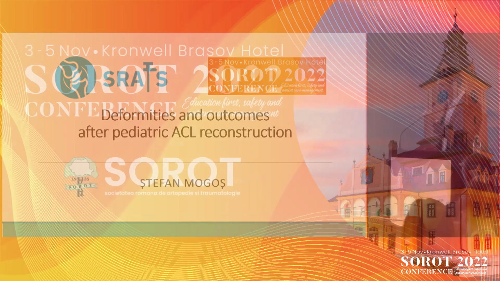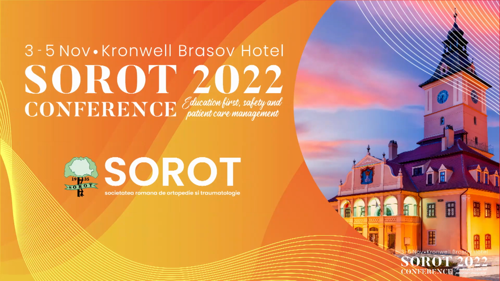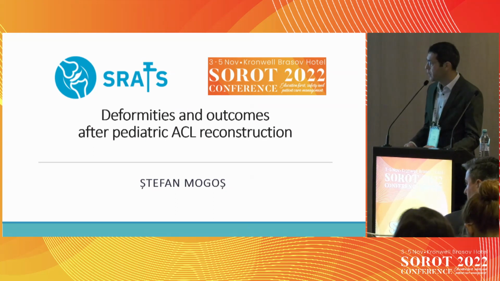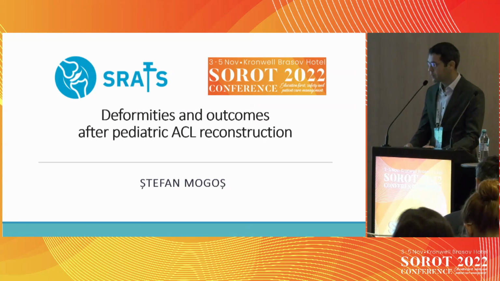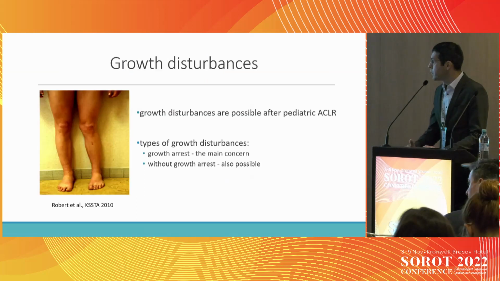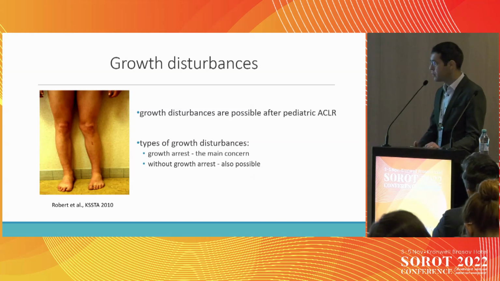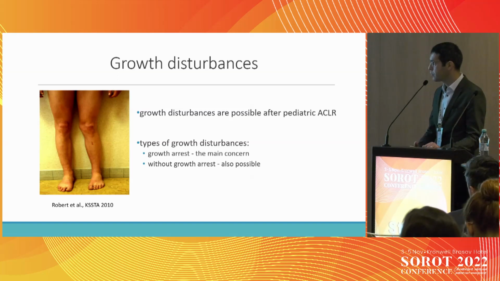So today my topic will be to present you the types of deformities we may encounter after pediatric ACL reconstructions and the clinical outcomes after this kind of surgery. You may know that growth disturbances are possible after this type of surgery, and the main concern would be growth arrest, although sometimes we may have growth disturbances without the presence of growth arrest.